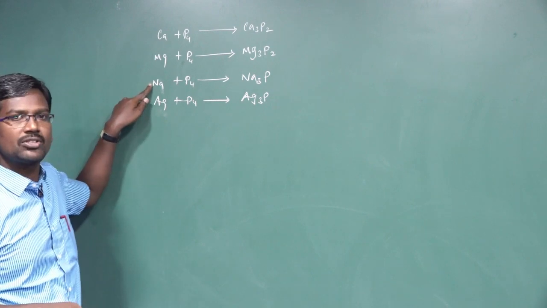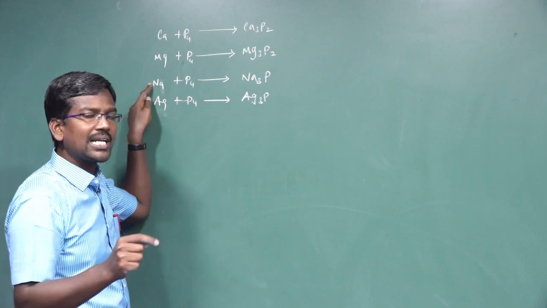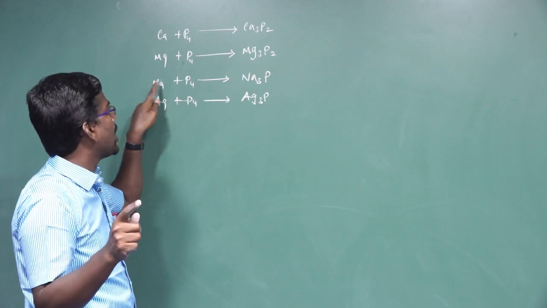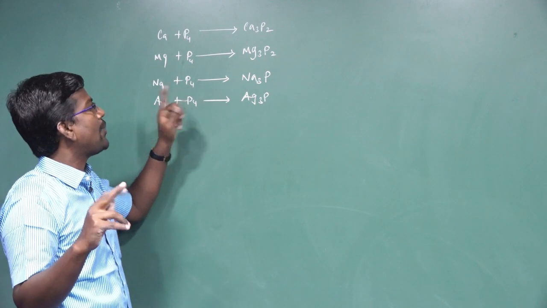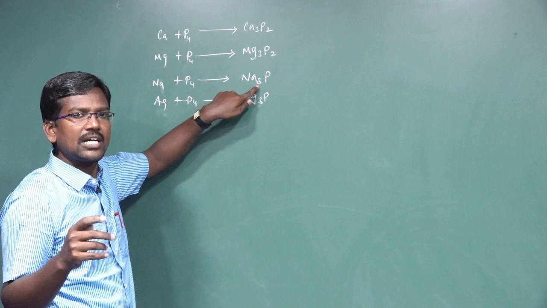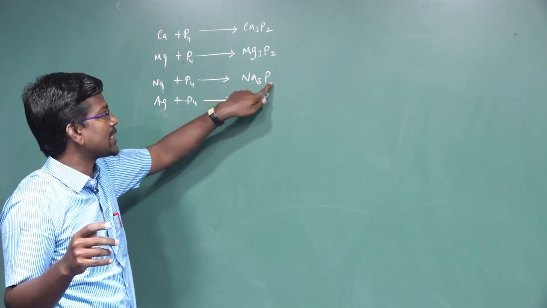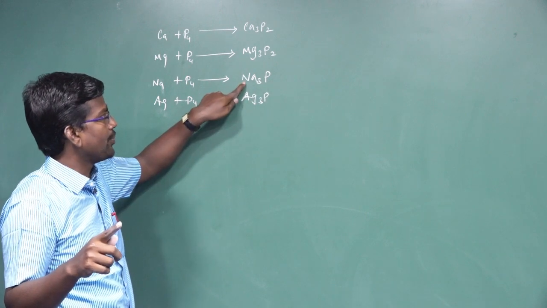The alkali metals, lithium, sodium, potassium, rubidium, cesium, francium, exhibit the +1 oxidation state. Phosphorus exhibits the -3 oxidation state. That's why the formula of sodium phosphide is Na3P. The 3 stands for the valency of phosphorus. How many phosphorus are there? 1 phosphorus. 1 is the valency of sodium.